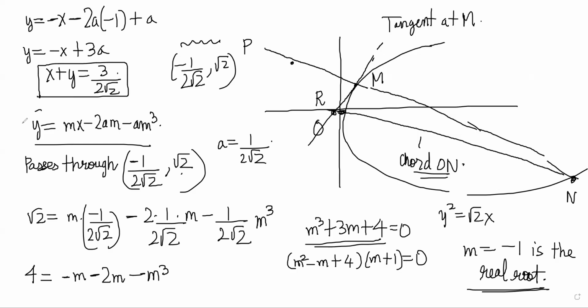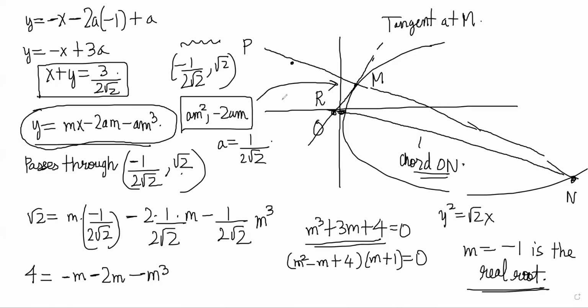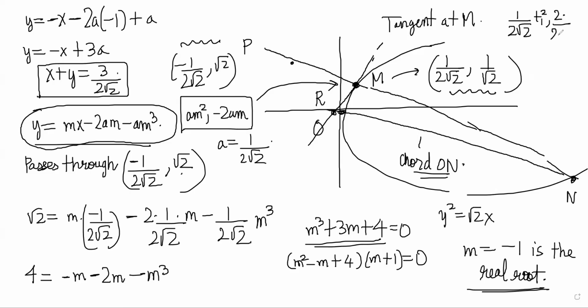Now, you know that the foot of this normal is the point am squared comma minus 2am, and that should be the coordinate of my point M, right? So putting the value of m as minus 1 and a as 1 over 2 root 2, we get the coordinate of M as 1 by 2 root 2 comma 1 by root 2. This is the coordinate of M. And what is it in terms of a parametric point? This would be a t1 squared comma 2a t1, but a is 1 by 2 root 2, so t1 squared and 2 times 1 by 2 root 2 into t1. So this corresponds to this, and you can clearly see that t1 must be plus 1, right? So this parametric point is t1, which is plus 1.